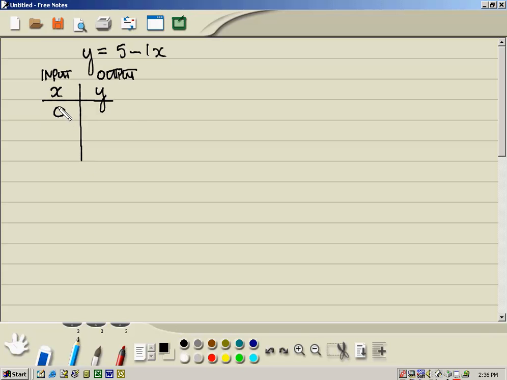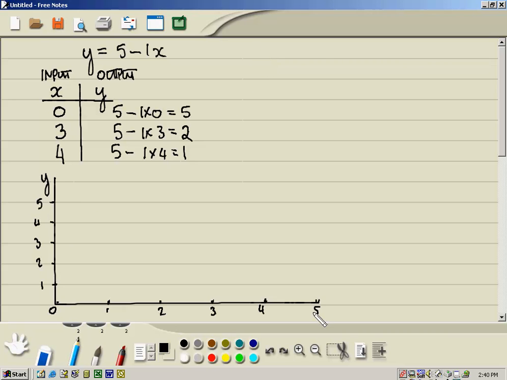Alright, so first point, let x equal 0, then y is equal to 5 minus 1 times 0, and that's 5. Next, let's again arbitrarily choose a value, let's say 3, then y is 5 minus 1 times 3, and that's 2. And finally, let's say x is 4, then y is 5 minus 1 times 4, and then y will be equal to 1. Okay, let's now plot those on a diagram.